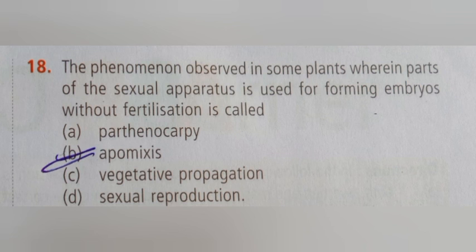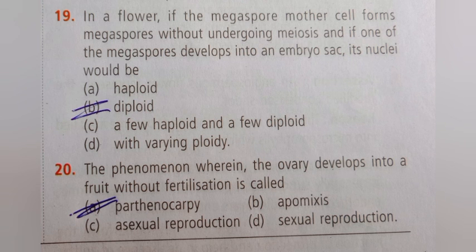The phenomenon observed in some plants wherein parts of sexual apparatus is used for forming embryos without fertilization is called apomixis. Don't get confused with parthenocarpy. Don't get confused. It is apomixis. Next, 19th question and remaining two questions.